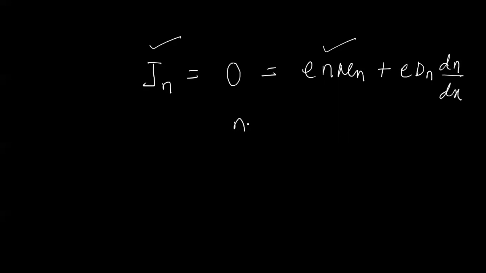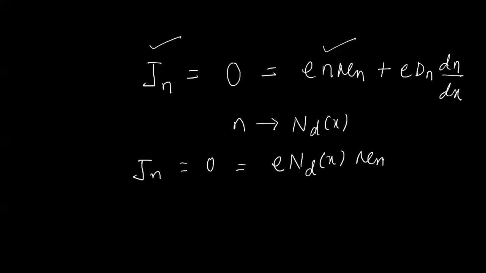Again, here I will write n, which is nothing but your N_d, the graded impurity, N_d(x). So I will substitute this, so that I can write J_n equal to 0, which can be written as e times the doping concentration N_d(x) times mu_n, plus e D_n dn/dx. Okay, this we can write.